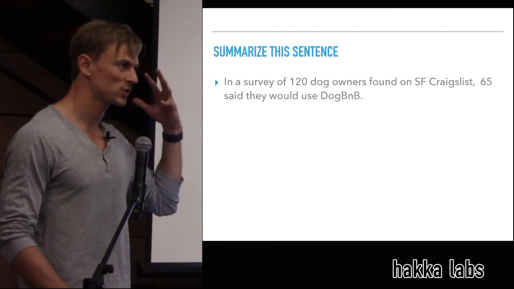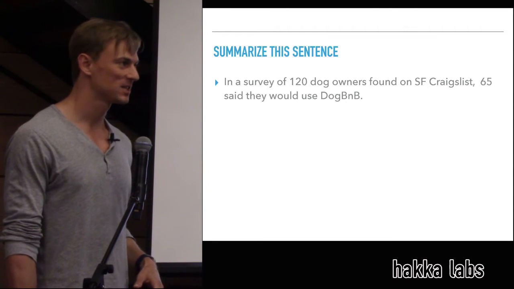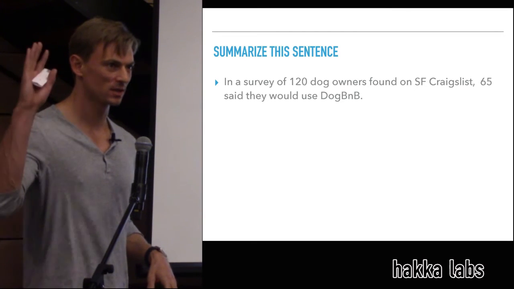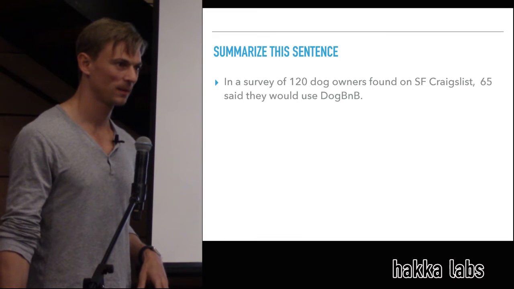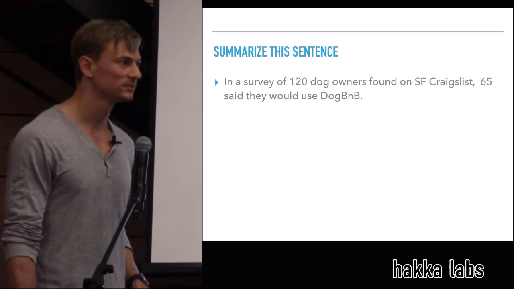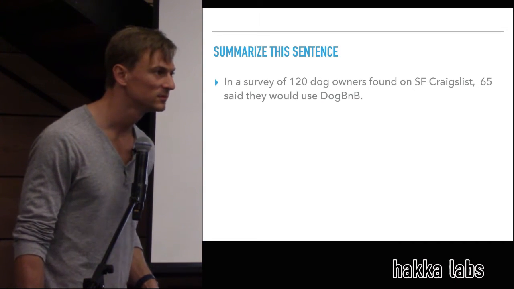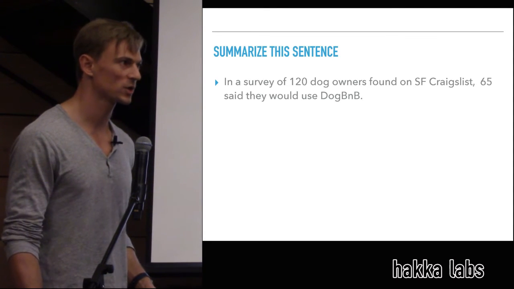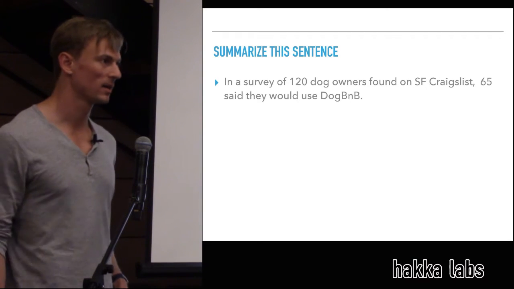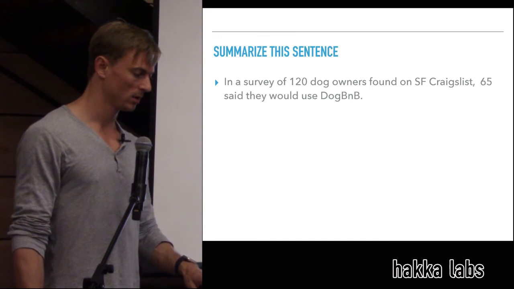You can just think about this in your head and use your fingers if you need to. Okay, 10 words or less. Anybody want to volunteer a summary? More than half of dog owners on SF Craigslist would use Dog B&B. That's what I heard. Good, that's a good summary. That's really close to what most people come up with.